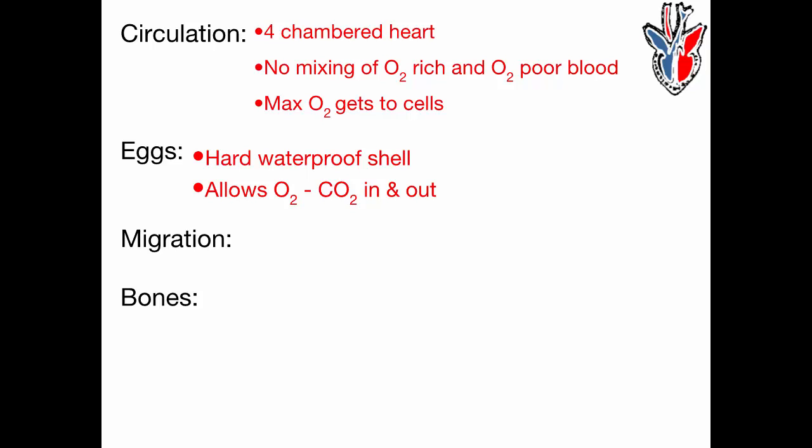Migration. Now we know many birds migrate, or move to another area, during certain times of the year. Do they migrate because they can't survive cold conditions? No, because they're warm-blooded. Why do they migrate? For food. Birds that eat insects, for example, are not going to have a great time in the winter in our area because there's not many insects around to eat. So many birds will migrate to another area where they can find more food.